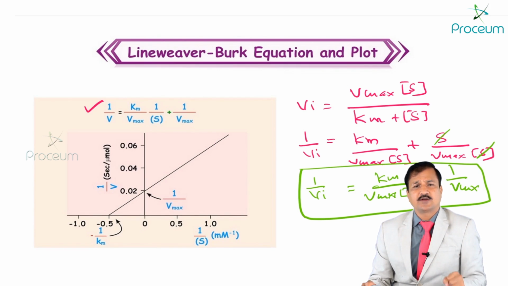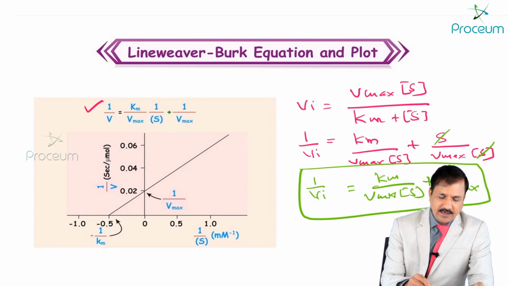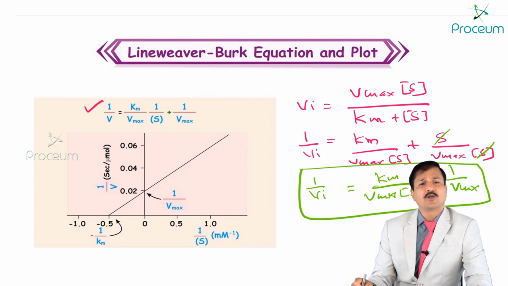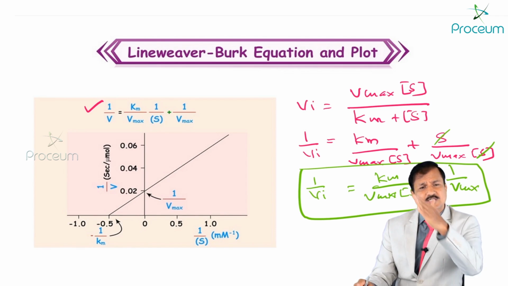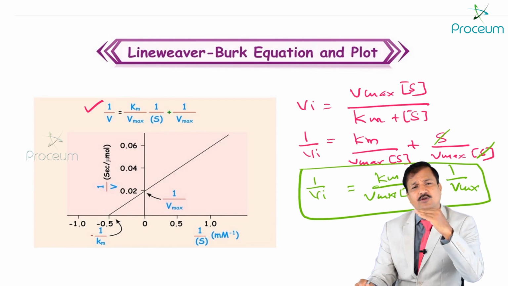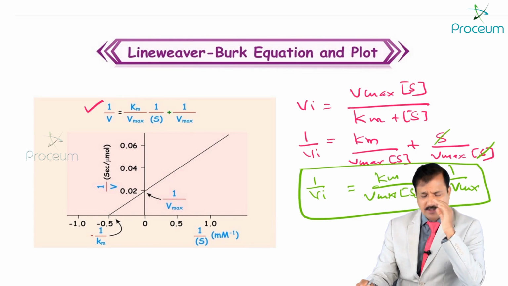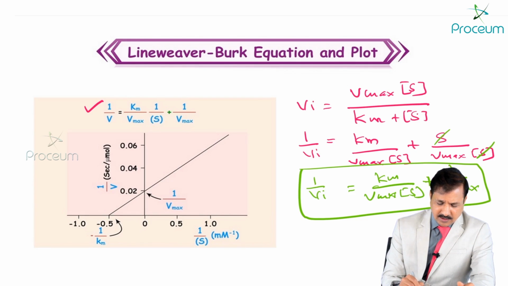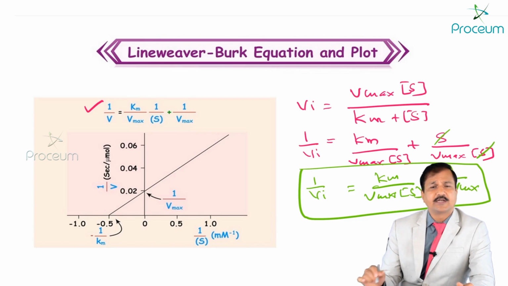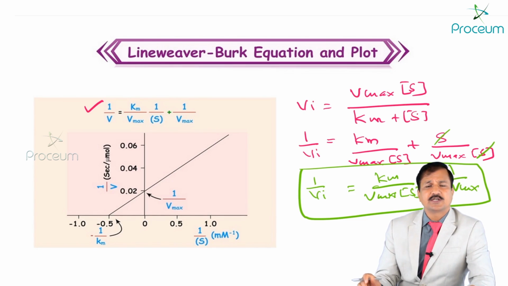Then what is the advantage of the Lineweaver-Burk equation? The advantage is that, in order to find the maximum velocity, it is just a straight line, where on the x-axis we have 1 over substrate concentration and on the y-axis we have 1 over Vi, the initial velocity. To draw that line, all you need is a few points so that we can draw a straight line.